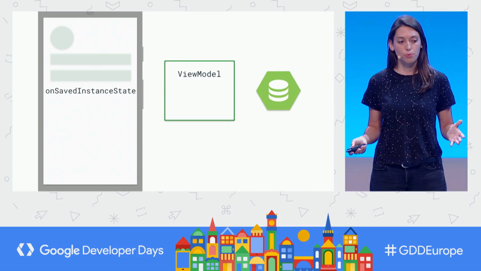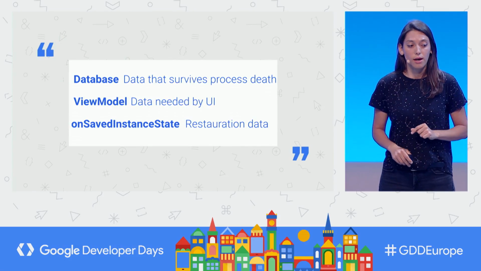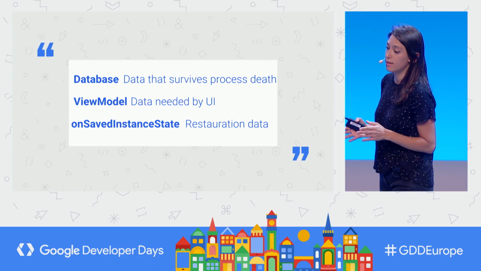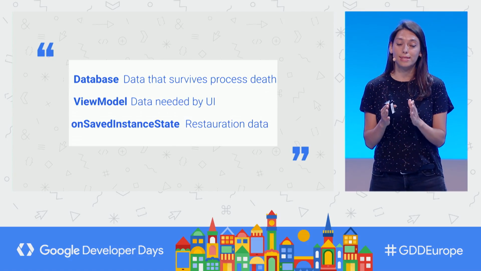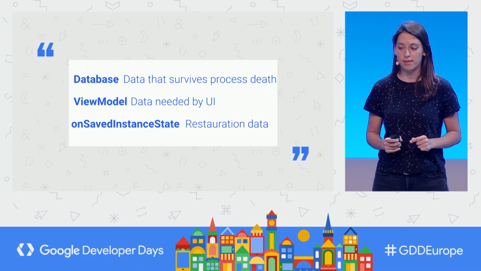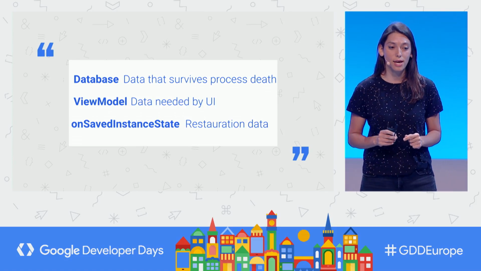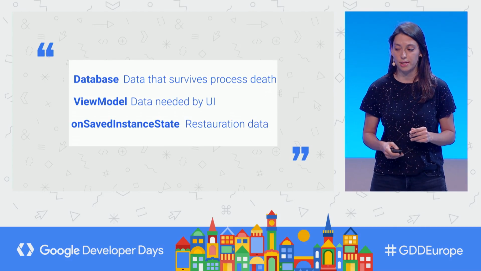So what should you put in each of them? In the database, put the data that survives process death. In the view model, put the data that's needed by the UI. And then, in onSaveInstanceState, put the minimum information that is needed to restore the data.